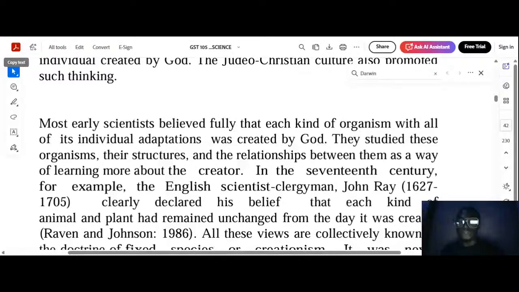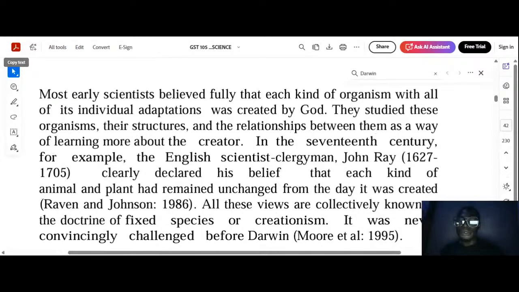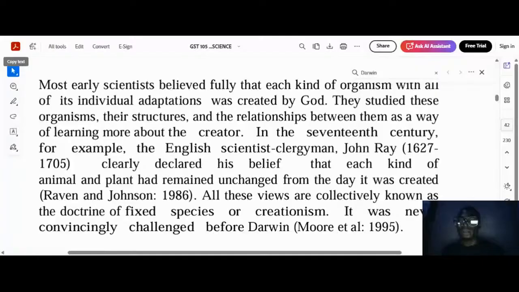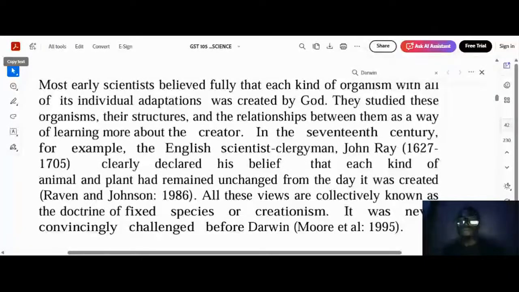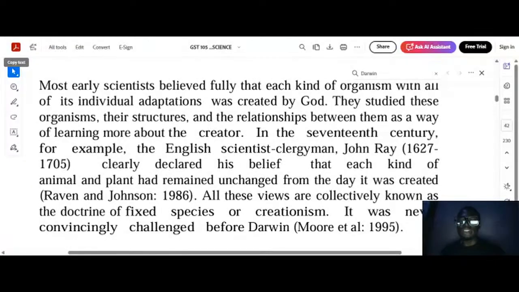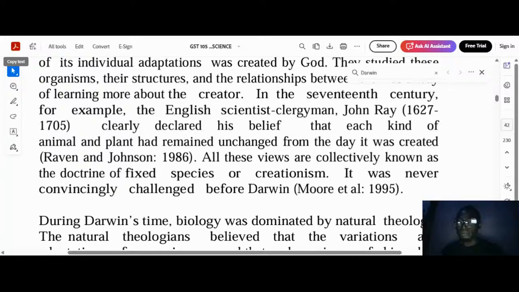In the 17th century, for example, the English scientist clergyman, there is a question in the question bank that says, who is John Ray? John Ray is an English scientist. Now, he clearly declared his belief that each kind of animal and plant had remained unchanged from the day it was created. The doctrine of fixed species was never convincingly challenged before.